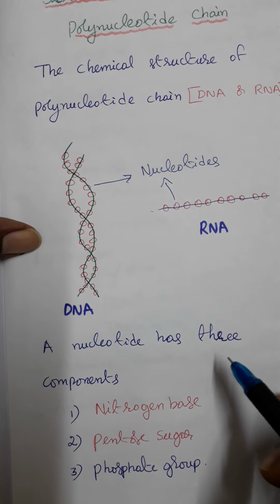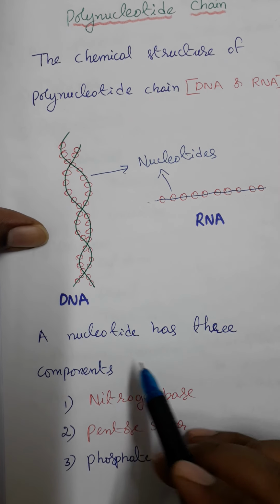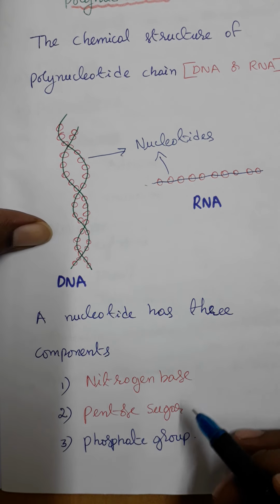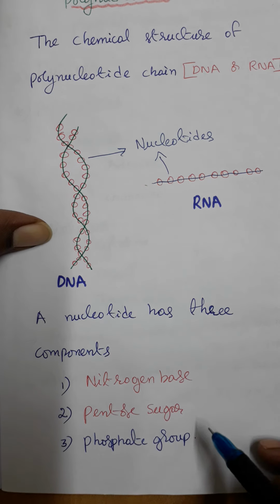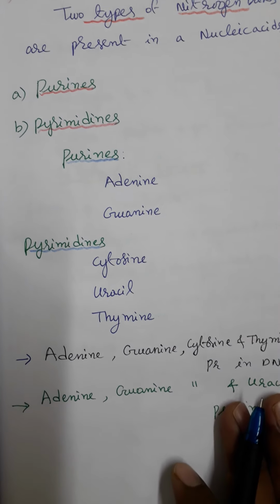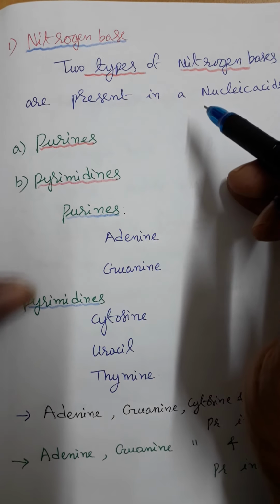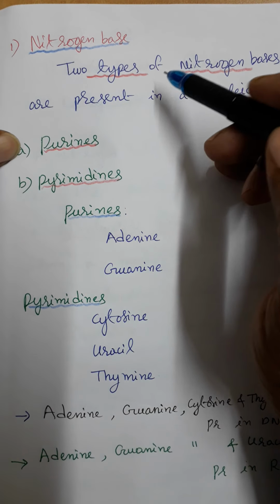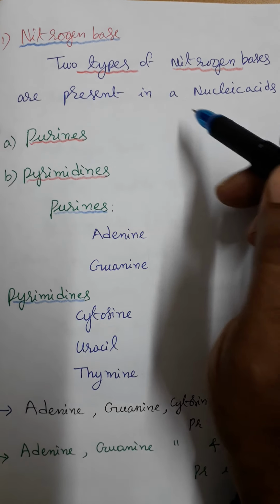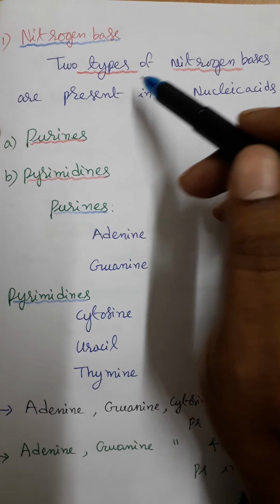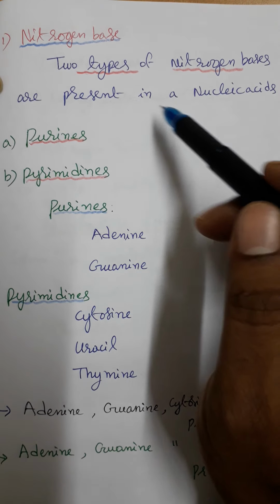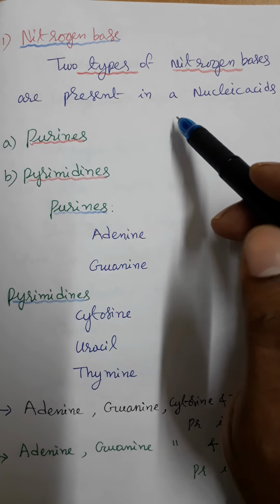Each nucleotide has three components. How many components are present in each nucleotide? Three. What are they? One is nitrogen base, second one is pentose sugar, third one is the phosphate group. Nitrogen base. First of all, we have to know about the nitrogen base. Two types of nitrogen bases are present in nucleic acids. This is important. It must be remembered for objective point of view. How many types of nitrogen bases are present? Two types of nitrogen bases are present in nucleic acids.